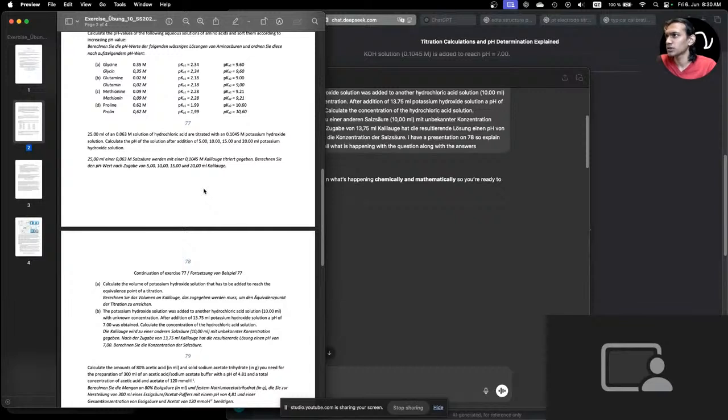The potassium hydroxide solution was added to another hydrochloric acid solution with unknown concentration. After addition of 13.75 milliliters of potassium hydroxide solution, a pH of 7 is obtained. Calculate the concentration of the hydrochloric acid solution. Okay.